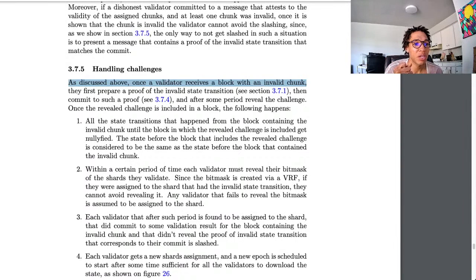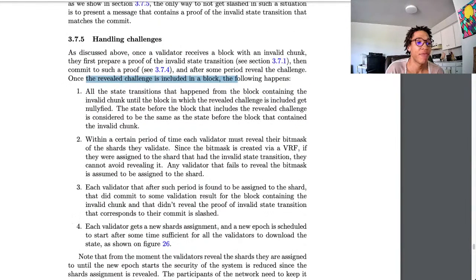After some period, reveal the challenge. And it's cool because it's like a hidden challenge as well, so no one else can copy your challenge. They say there was a challenge, but they won't know what the challenge was until you reveal. So once the revealed challenge is included in a block, the following happens.